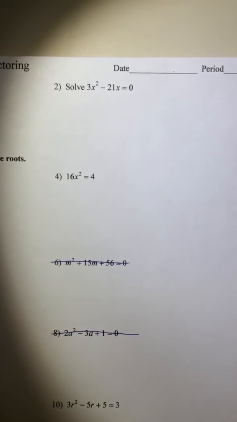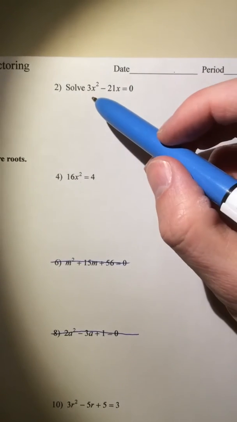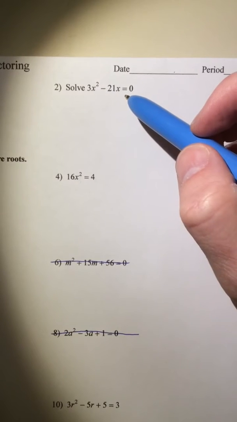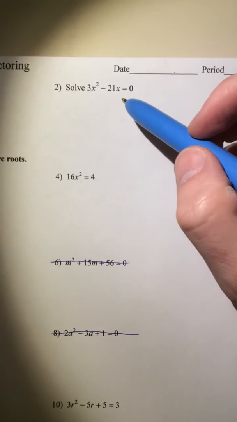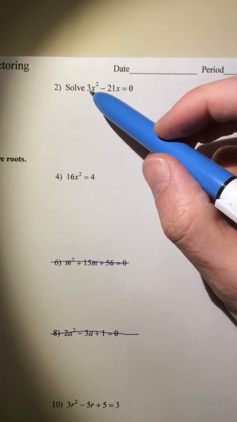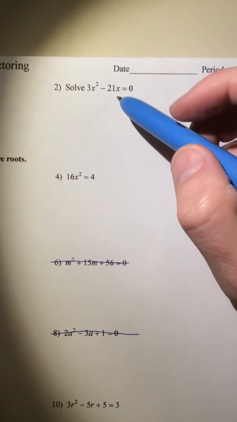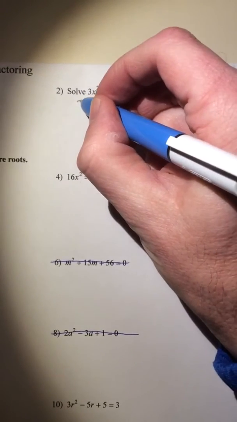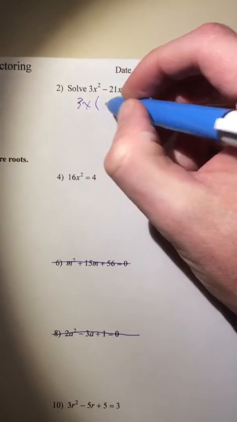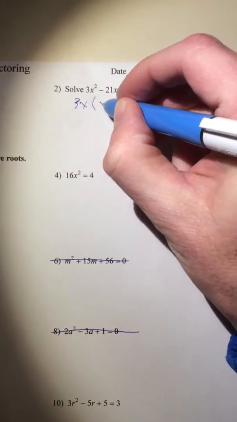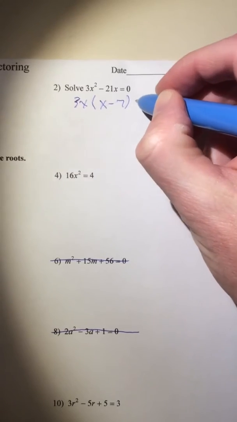So today we're just going to extend that into the solving part, and that's just going to be one more step. As always, the first thing we look for is to see if there is a greatest common factor that we can factor out. In this case, we can see that there's a 3x squared and a 21x, and obviously we can factor a 3x out. So we got 3x times x minus 7.